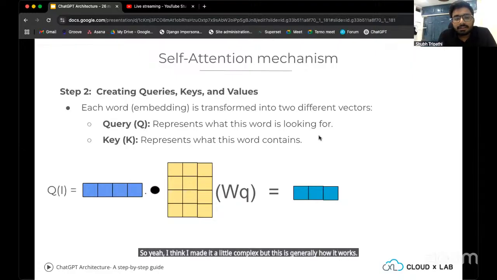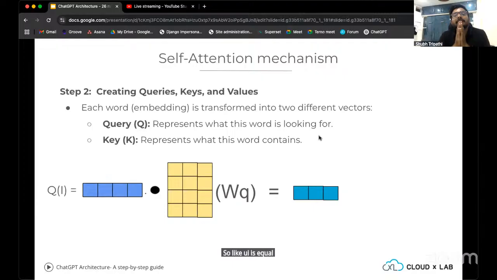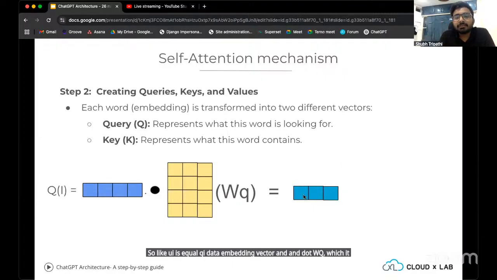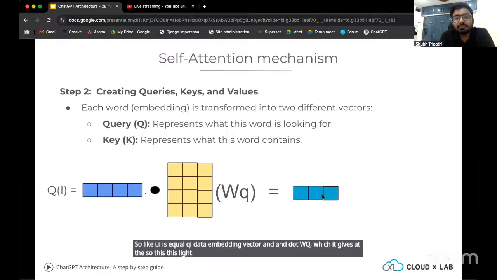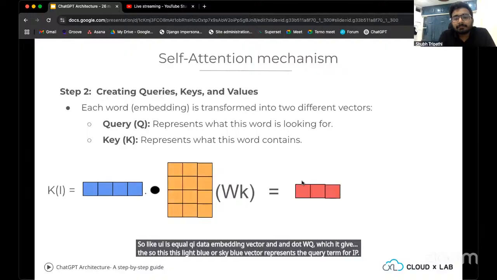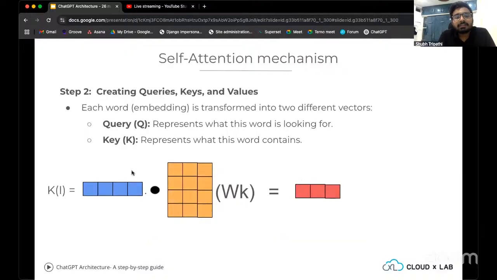So Qi, the embedding vector, dot WQ gives us the light blue or sky blue vector, which represents the query term for I. We do a similar thing for the J vector.